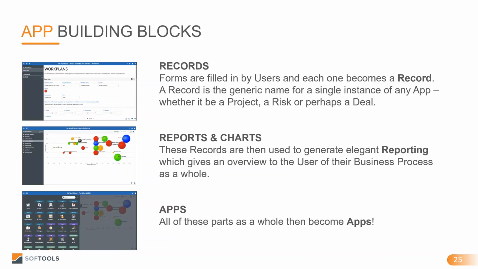Once we've done that, as we start to use the application, every time we create a new instance of a risk, for example, we refer to that as a record. So that's about capturing data. Once we've got the data, we can see that information in the form of reports or charts. And we'll also refer to applications, which are found under the Launchpad.